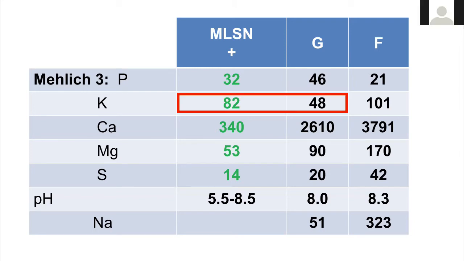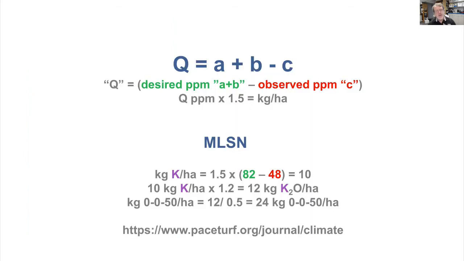So let's just take the potassium example where the MLSN plus the removal from nitrogen applications result in a deficit. To get the parts per million, you multiply by 1.5. So we take the desired level minus the observed level times 1.5, and that gives us 10 kilograms per hectare of potassium that we're short. This is the conversion that everybody knows how to make.